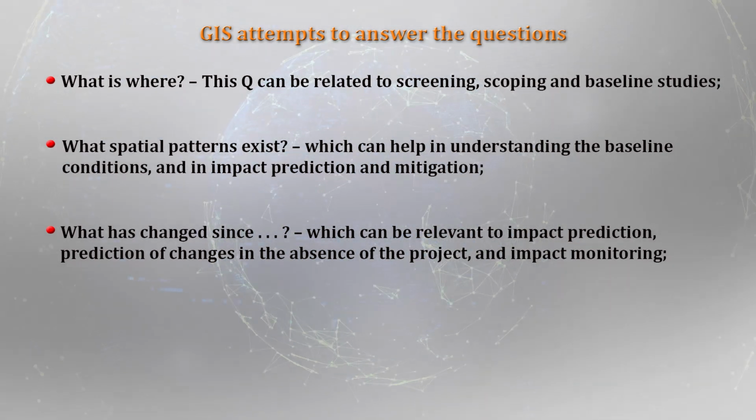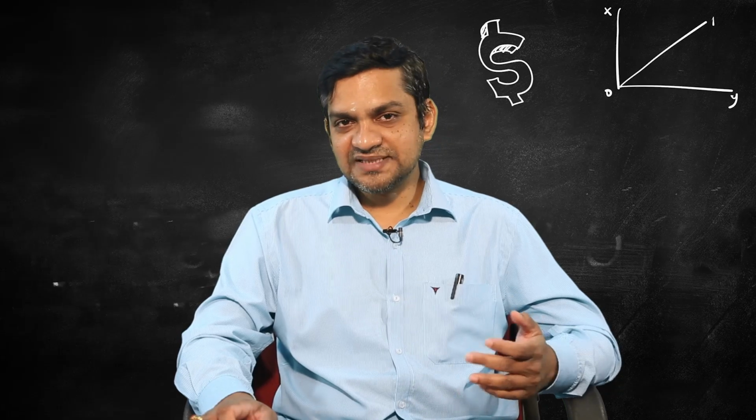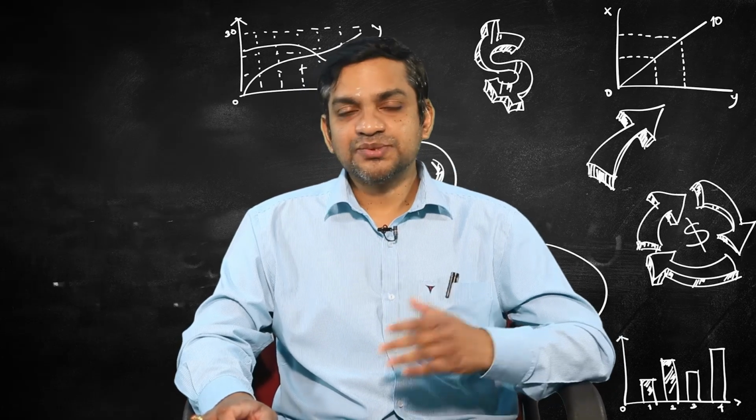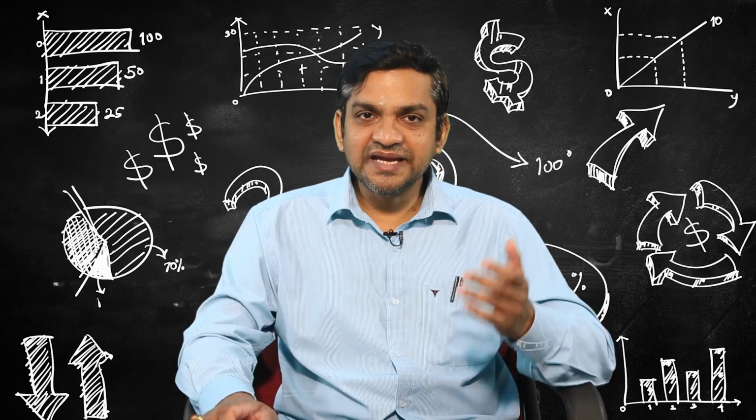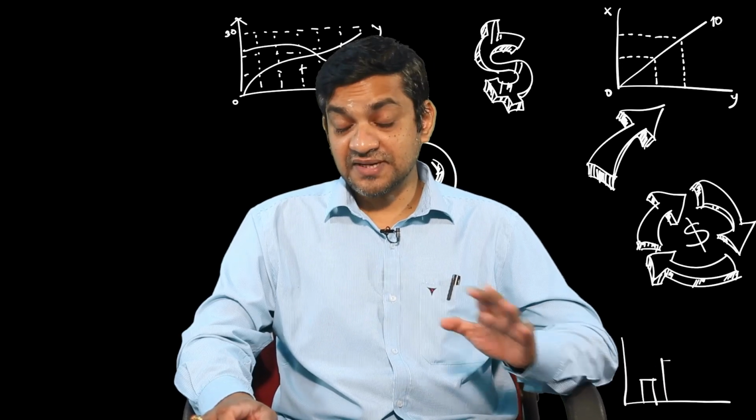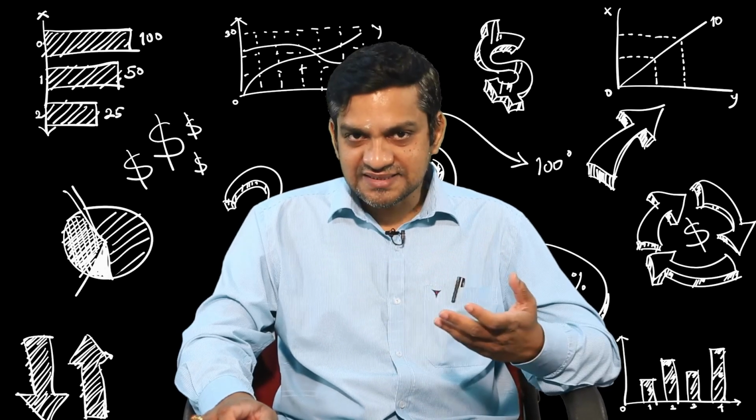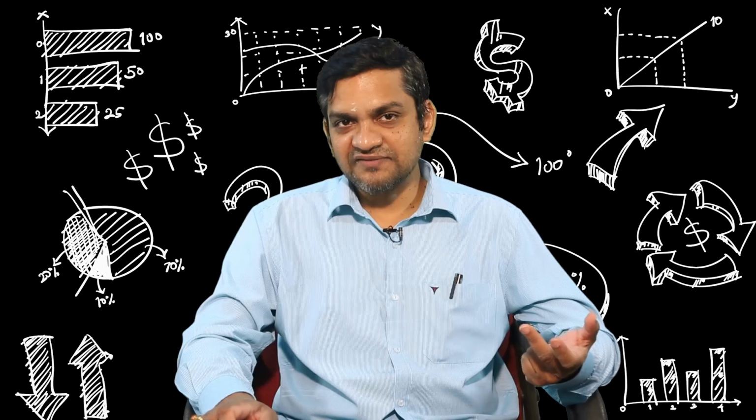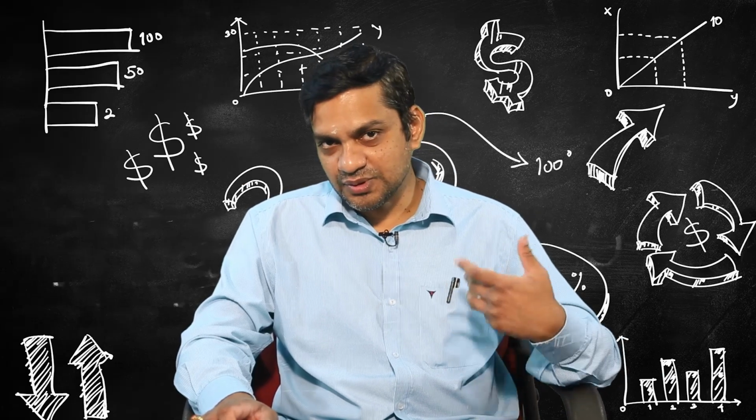The third question GIS attempts to answer is the change analysis. What has changed since, because when I talk about change analysis, 20 years from now what will happen and 20 years in the past. To make it simpler, computer based GIS is very helpful, and this particular question is very relevant to impact prediction and prediction of changes in the absence of a project, because in environmental impact assessment we are talking about the difference between the existence or the absence of the project. So, you have to decide whether to go for the project or not.